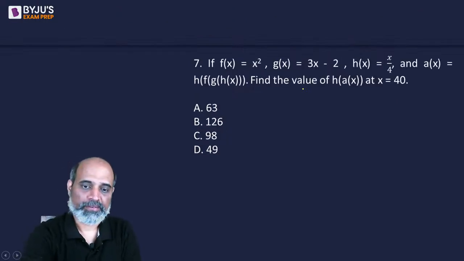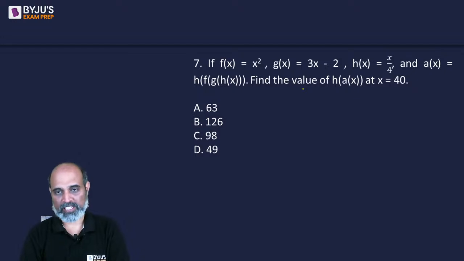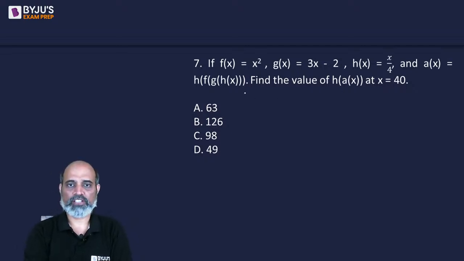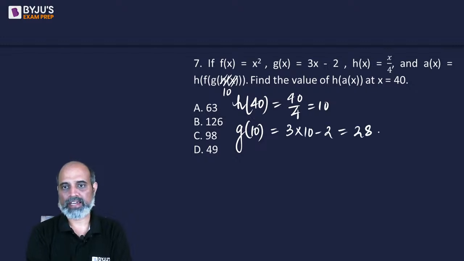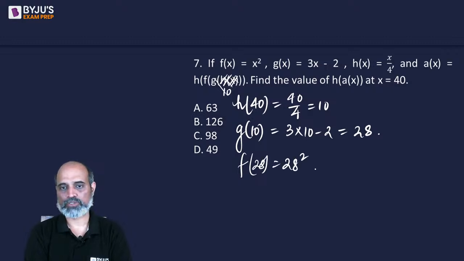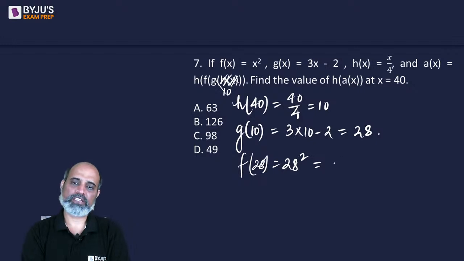Right? Okay. Next, if f of x is equal to x squared, g of x is this, h of x is this, and a of x is this, then find h of a of x at x is equal to 40. So we need x is equal to 40. So let's find out what h of 40 is. h of 40 will be 40 by 4, which is 10. So this is 10. Now let's find out what g of 10 is going to be, which is going to be 3 into 10 minus 2, which is 28. So this thing is 28. Let's now find out what is f of 28. This is going to be 28 square.